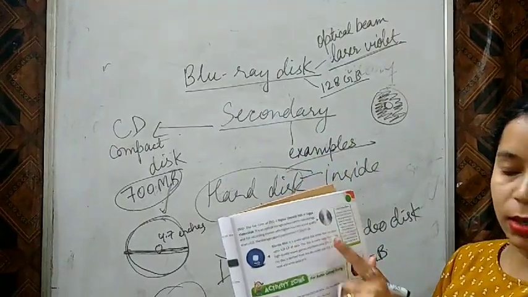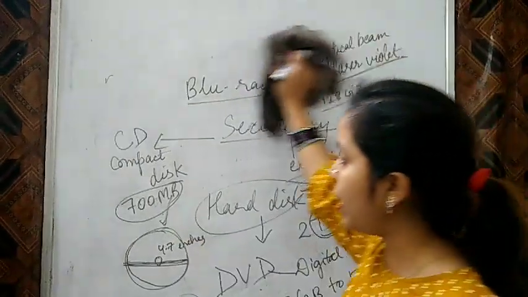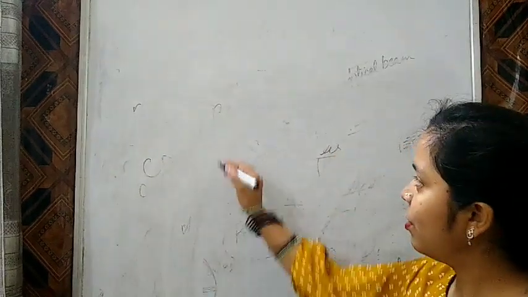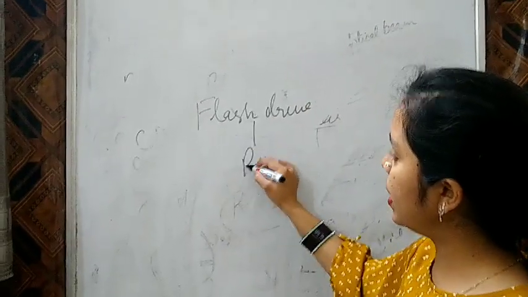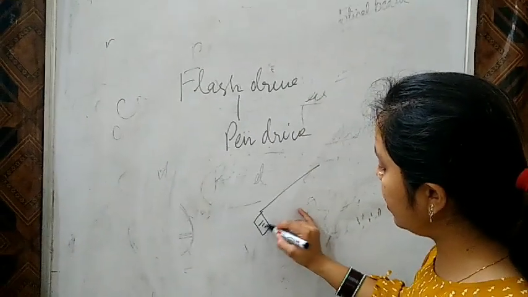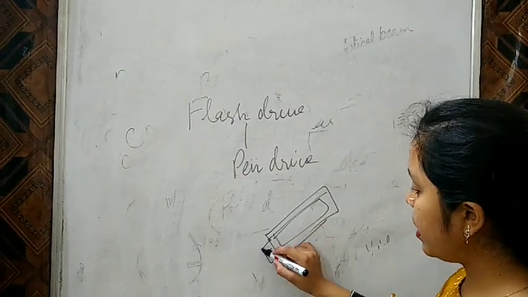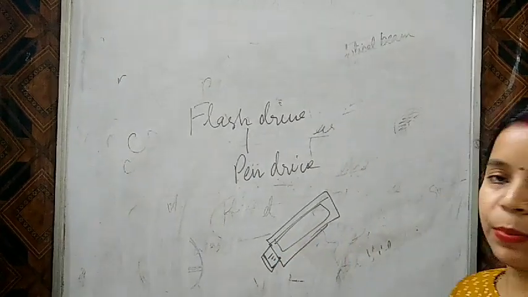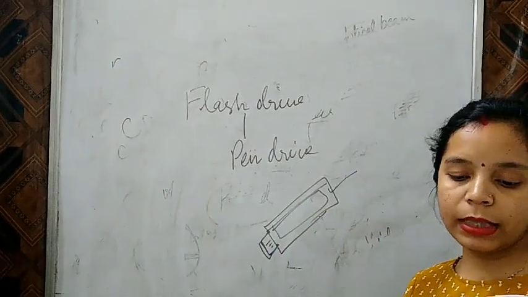Okay, Blu-ray disc. Now the next one given in your book is the flash drive. Flash drive, all might have seen. Flash drive is your pen drive. Pen drive is a device that you can insert inside the CPU, and you can carry data with this pen drive from one computer to another computer.